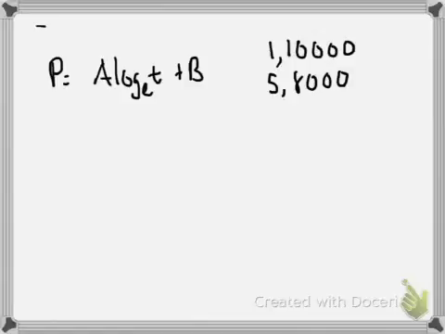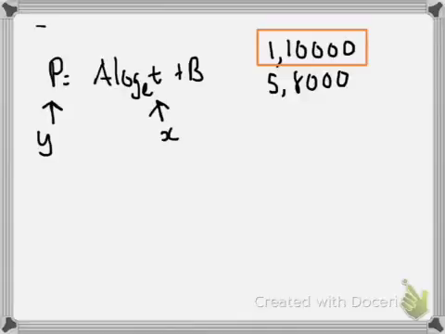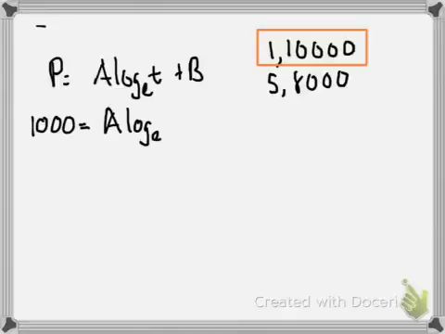Let's place this first point into the equation and see what we get. Remembering that P is the equivalent of Y and T is the equivalent of X in this case. Okay, so 10,000 will equal A log 1 to the base E, because t equals 1, plus B. So I've substituted those values in.